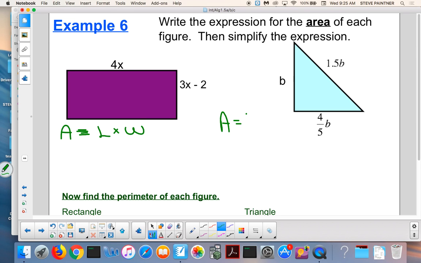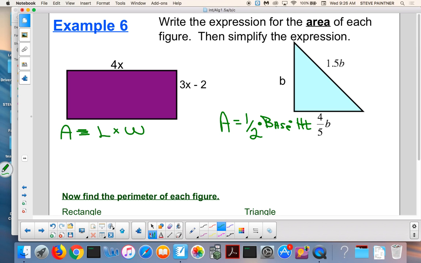I heard one-half times what? Base times height. Okay. Now, the base and the height. How do you know which one's the base and which one's the height? No, not necessarily. See this? Here's the base, here's the height. They make what? They make 90.